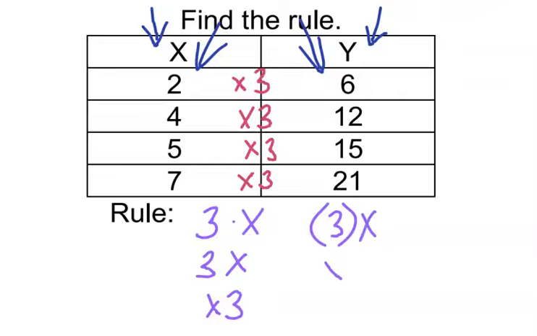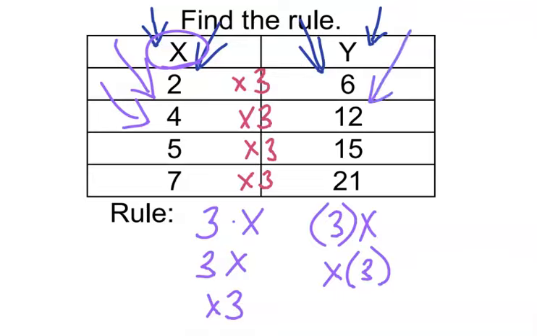There are so many different ways to show multiplication. Any one of these would be good for the rule because they all mean the same thing. You're going to take whatever number is on the x side, multiply it by 3, and that's going to give you the number on the y side. So that is the rule. Basically, it's x times 3 or 3 times x, however you would want to write that. All right, that's all for that one.